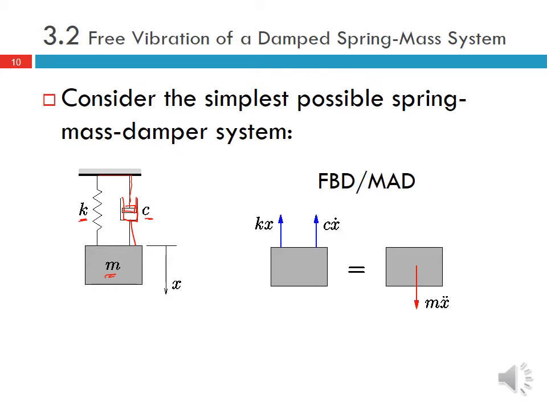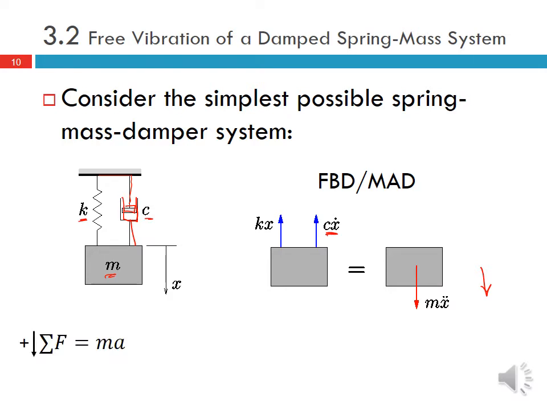We can draw a free body diagram and mass acceleration diagram. If down is positive, the mass is moving down, which is our positive direction. The acceleration is mx double dot, so our ma. And then we have two restoring forces in this case: the force in the spring, which is kx, and the force in the damper, which is cx dot. The force in the damper is proportional to the velocity, x dot.